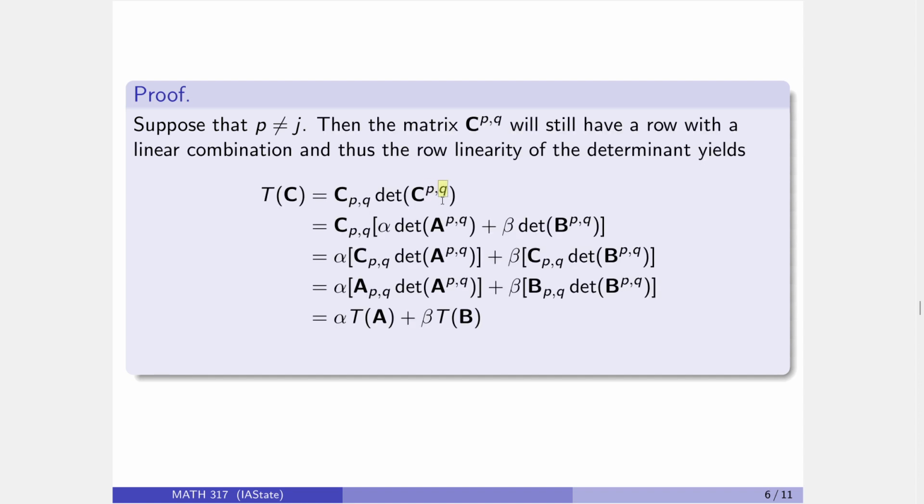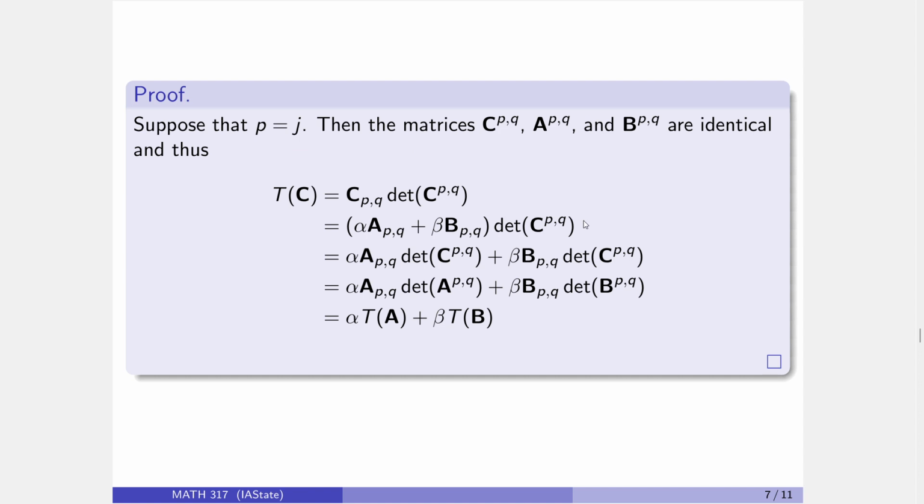The row and column deletion is needed for when the linear combo is not in the deleted row, so the determinant can act linearly. And here, multiplying by the entry is needed to ensure that the row linearity actually goes down, because without it, we don't get our linear combo.